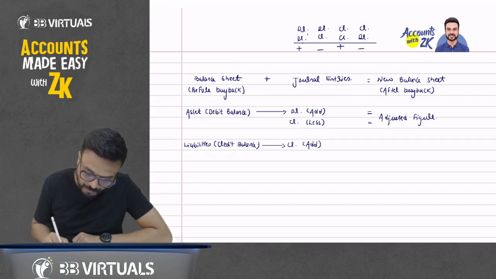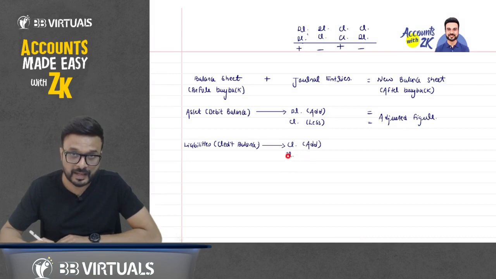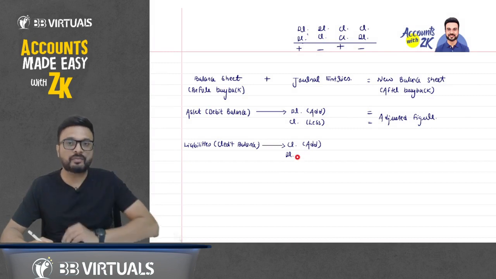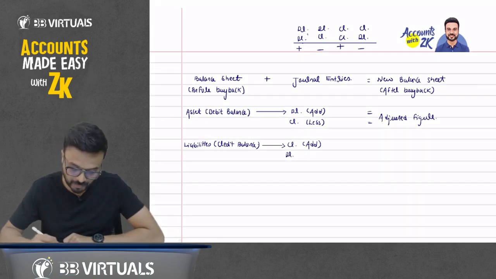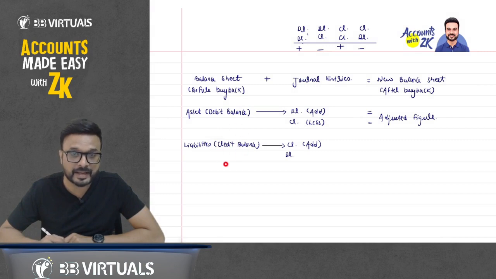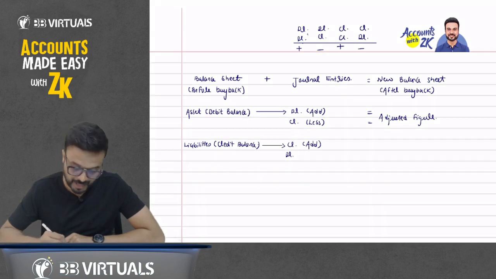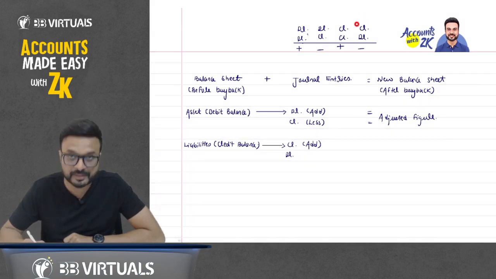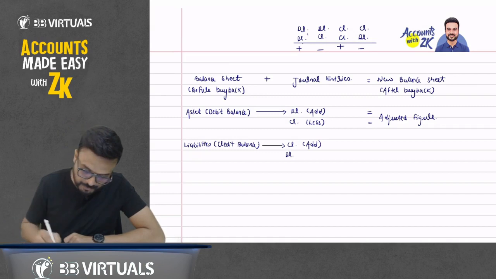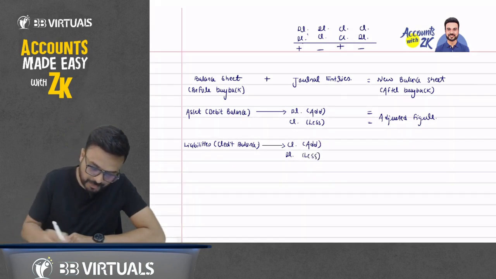Now here, if to that liability account you have debited, what happens? Liability has a credit balance, and you have debited here. Credit, debit. What will you do? Minus. So here we will reduce it, and whatever figure comes, we will write it down.